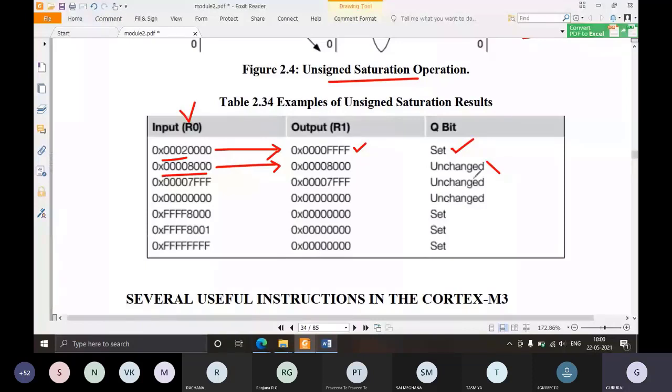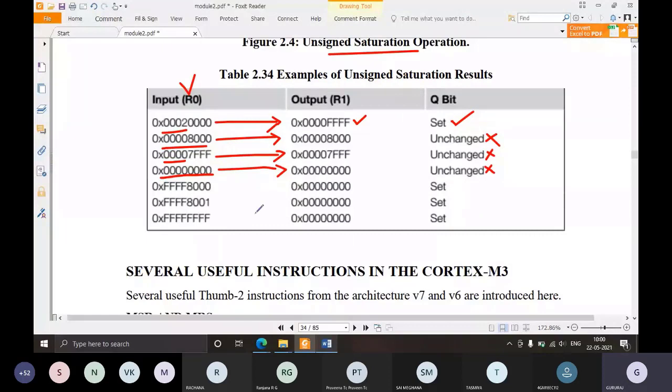Next value is again a positive value: 4 zeros followed by 7FFF. Yes, it is within the range of positive values that we can represent, so it is kept as it is, and the Q bit is unchanged. Next value is 8 zeros, which means it is 0. The minimum value we can represent is 8 zeros, which is 0. So the input is within range, it is kept as it is with no rounding off, and the Q bit is unchanged.